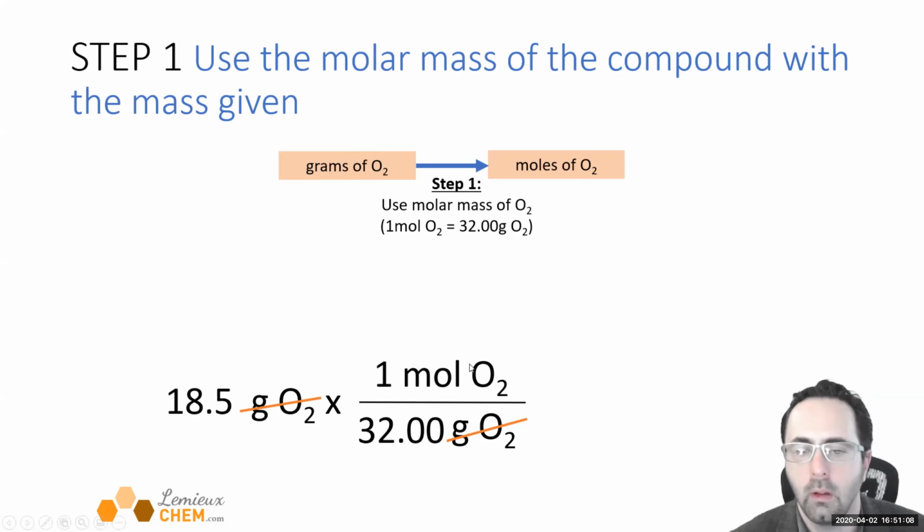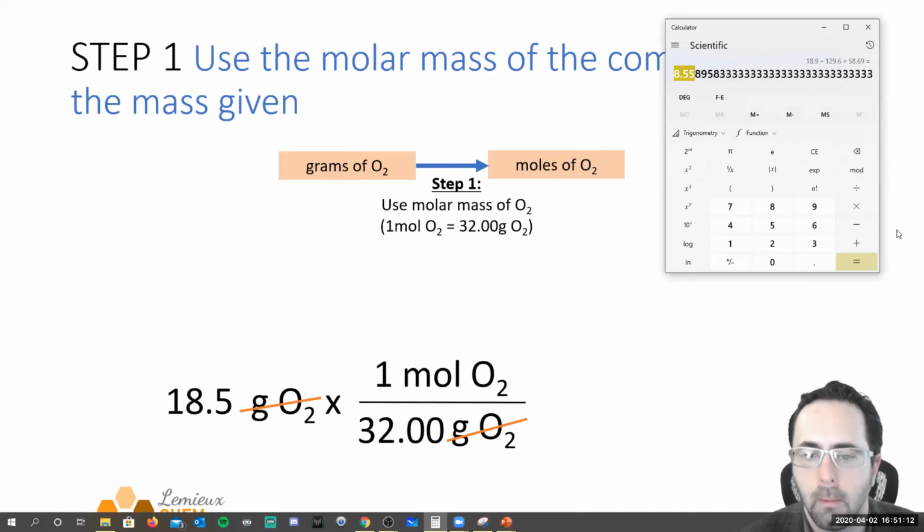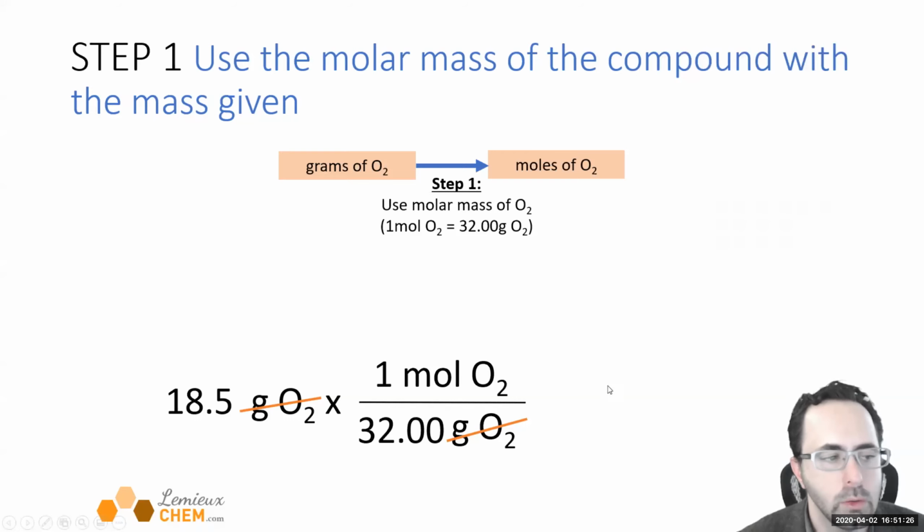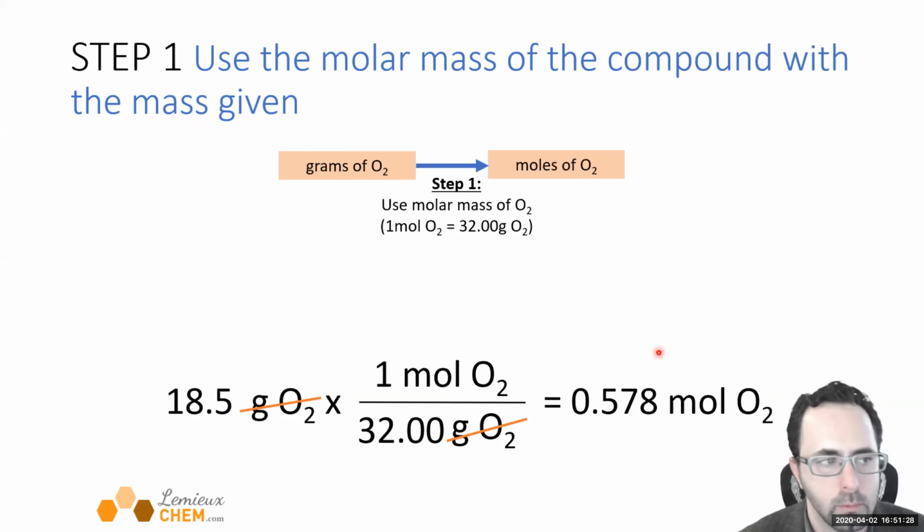And so now we get out our calculator, and we do 18.5 divided by 32. And we get, to 3 sig figs, 0.578. And our unit is going to be moles of O2. So now we're at the end of step 1. We did that.